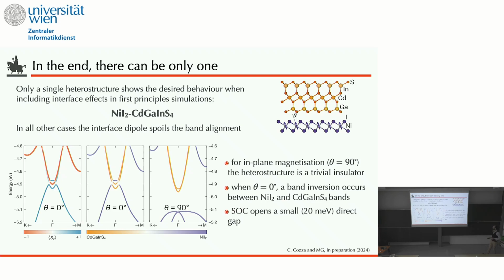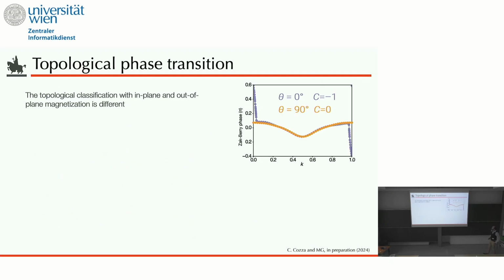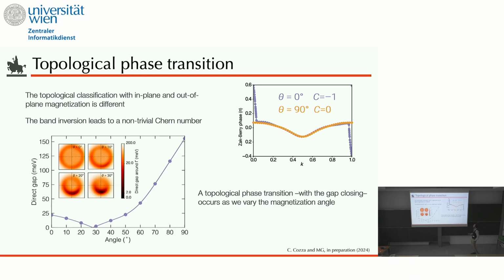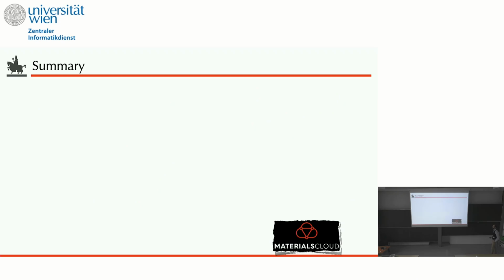And in particular, you see that spin-orbit coupling opens a bit of a gap when you have the band inversion. So to test that this is indeed topological, we calculated the topological invariant and confirmed that indeed when there is band inversion, this gives rise to a non-trivial Chern number. And we tested that even by changing the angle of the magnetization all the way from 0, out of plane, to 90. Indeed you have the signature of a typical topological phase transition, with the gap that closes and reopens. And when this happens, you have a transition from a trivial to a non-trivial state.